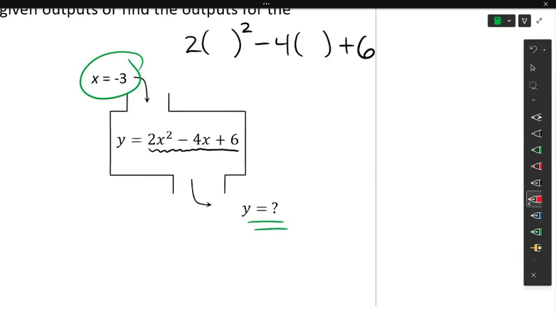So you can see here I've got this location where I'm going to be placing my value of x. This time my x is the number -3, so I'm going to carefully place that in here. Here's my -3, and here's my -3.